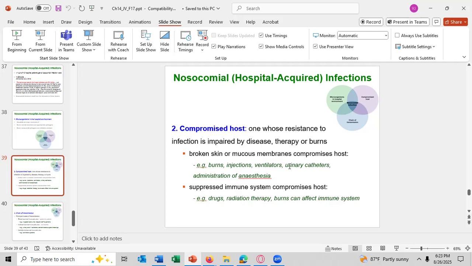The patient may also have a suppressed immune system, compromising the host, making them more likely to get the nosocomial infective agent, and making it also more likely to be a severe infection if they do get a nosocomial infective agent. Drugs, radiation therapy, and burns can all weaken the immune system, making the patient more likely to get a nosocomial infective agent. So that's the second reason why patients can get a nosocomial infective agent.